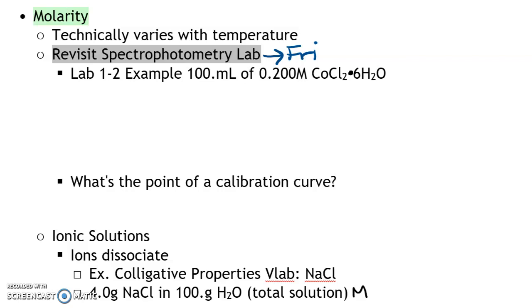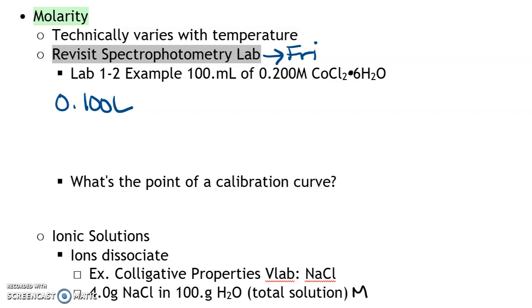Okay, so in order to make your concentrations, you're going to be starting with a stock solution of 0.200 molar cobalt-2 chloride hexahydrate. And what I want you to be able to do is figure out how much solid you would need for that. So we haven't done this in a while, since the first time we did solutions. So let's go ahead and review that very briefly.